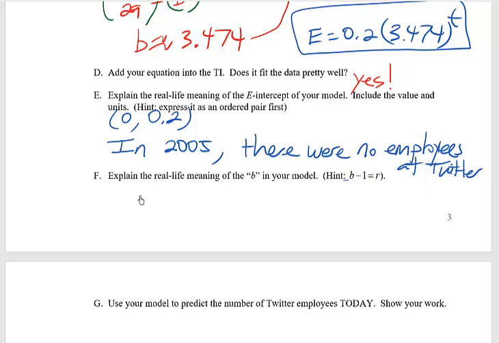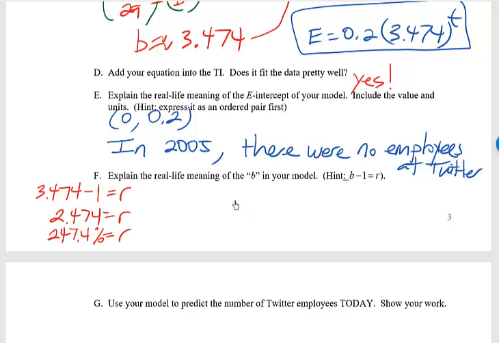How about the real-life meaning of the b? Well, we've been doing that the same way every time by talking about the constant percent. And I have to find that using this formula, b minus 1 equals r. That's going to give me r equals 2.474. That's r as a decimal. If you want r as a percent, you're going to have to move the decimal point 2 places over to the right. This is a giant percent, 247.4%.